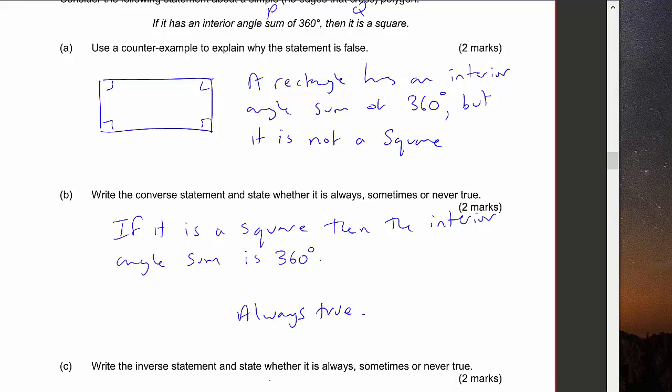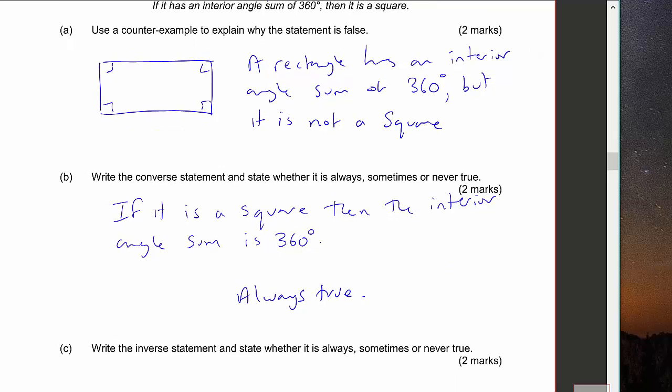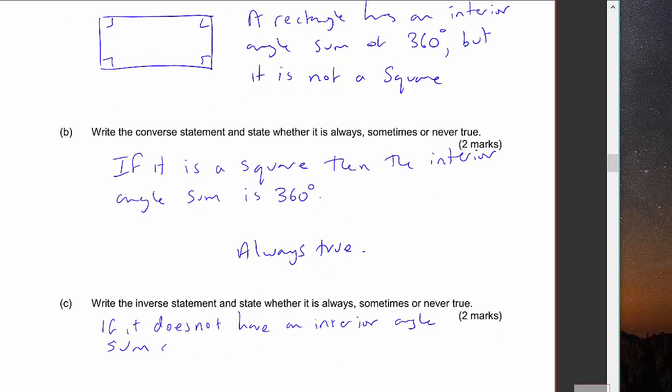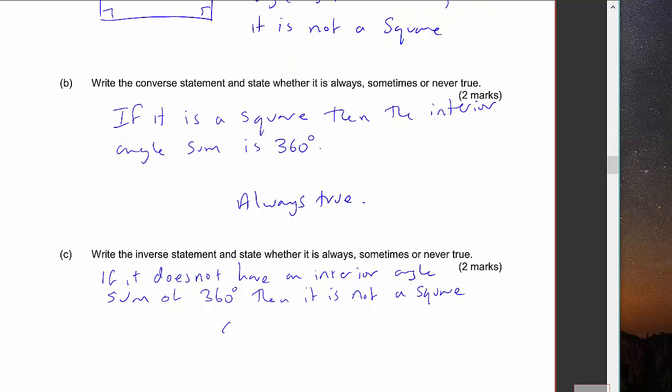Write the inverse statement and state whether it is always, sometimes, or never true. So the inverse keeps P and Q in the same places, but it negates both statements. So this one would be, if it does not have an interior angle sum of 360 degrees, then it is not a square. And of course, that's always true.